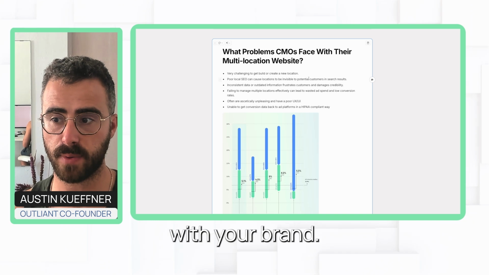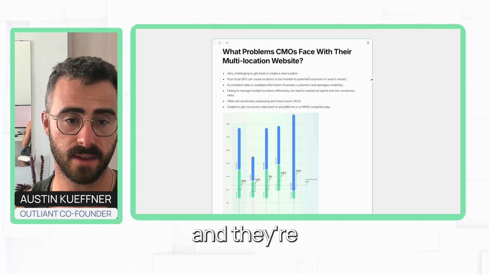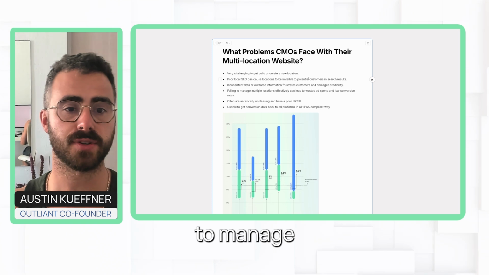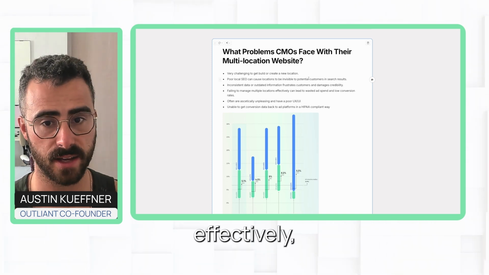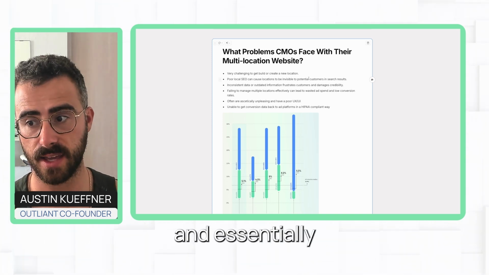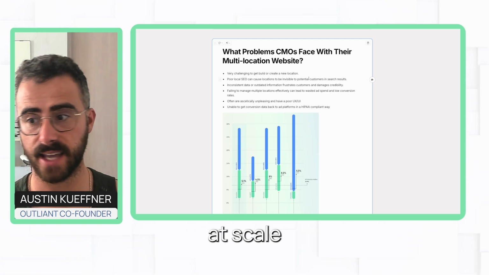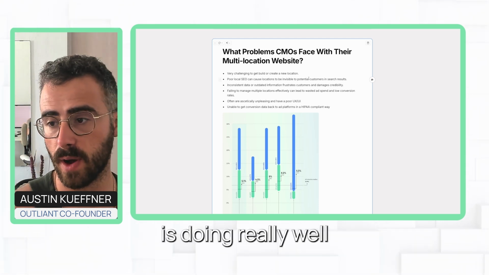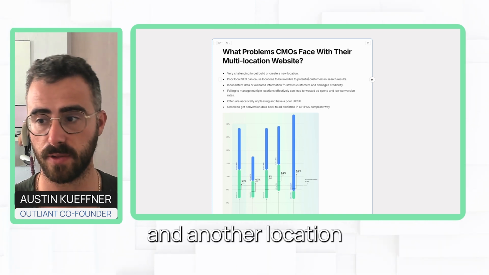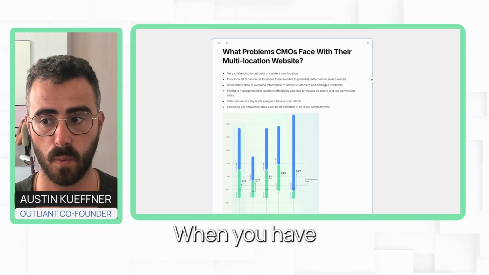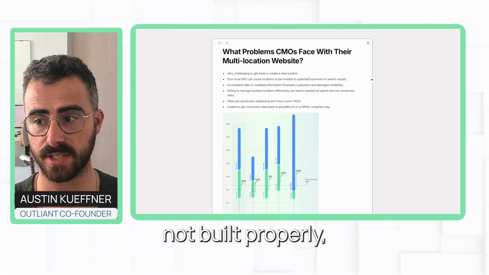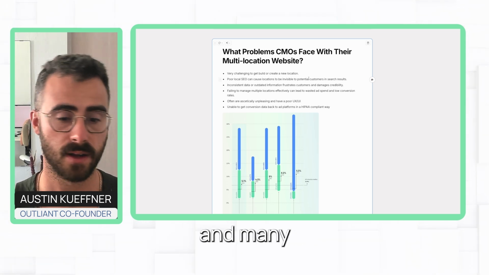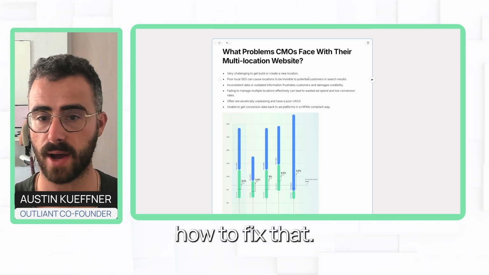They're going to be upset with your brand. It's going to leave a bad taste in their mouth, and they're probably not going to come back. Marketing leaders are also failing to manage many locations effectively and acquire customers at scale for each of their locations. Maybe one location is doing really well in customer acquisition and another location is doing really bad. When you have a website that's just not built properly, these are going to be problems that you're running into, and many marketing leaders don't really know how to fix that.